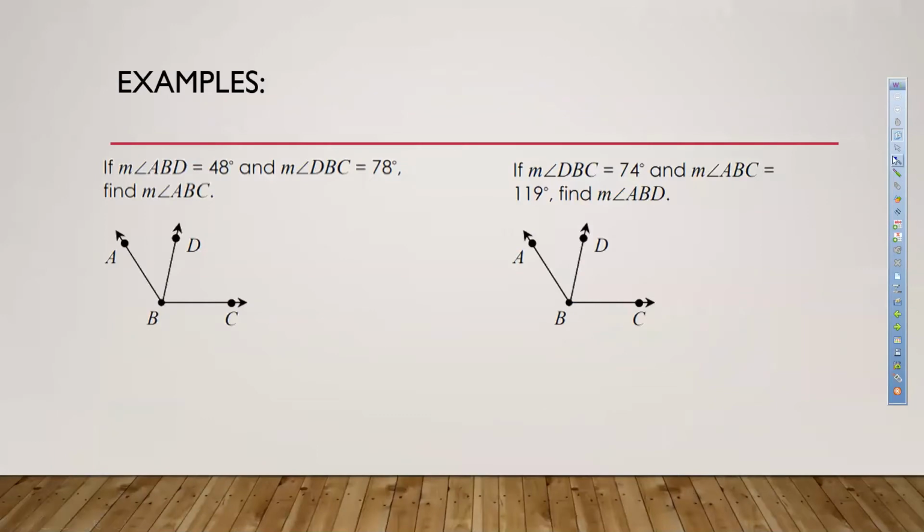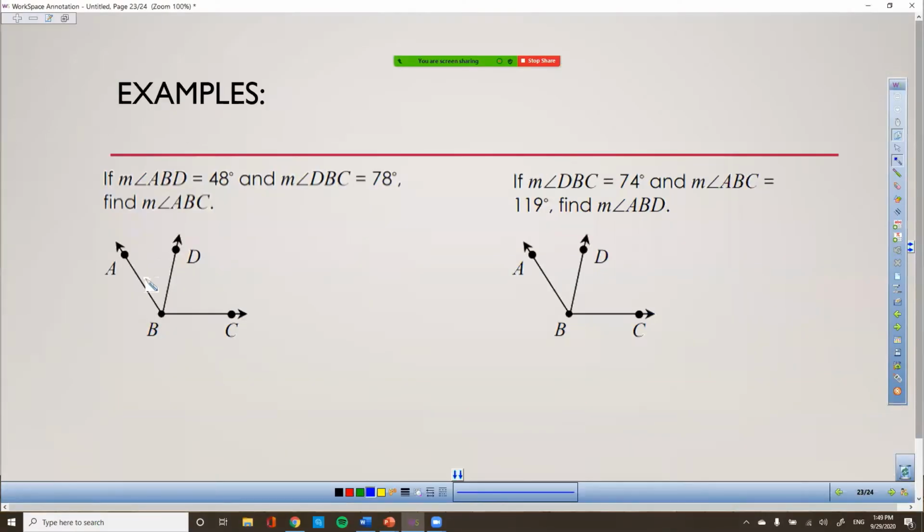Looking at this example, they're telling me the measurement of angle ABD is 48 degrees and the measurement of angle DBC is 78 degrees. They want me to find the measurement of angle ABC. I know there's a lot of letters going on, so what I can do is name each angle differently. In this case, angle ABD, this angle right here, let's go ahead and call it angle 1. So instead of angle ABD, let's call it angle 1.